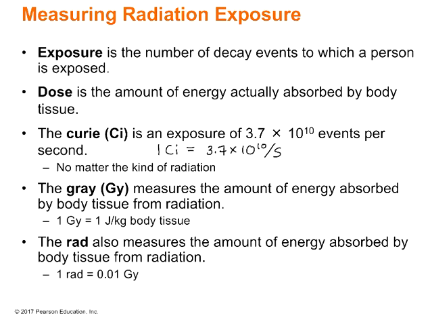And this does not depend on the kind of radiation. Then there's also the gray, which is given the symbol Gy, and that measures the amount of energy absorbed by body tissue from radiation. So 1 gray is equal to 1 joule of energy absorbed per kilogram of body tissue. And then the rad is a unit we use to measure the amount of energy absorbed by body tissue as well. So 1 rad is equal to 0.01 grays. So that's more like a prefix almost, like we would use it to reference small amounts.